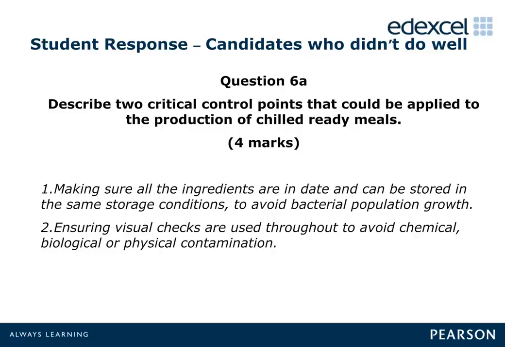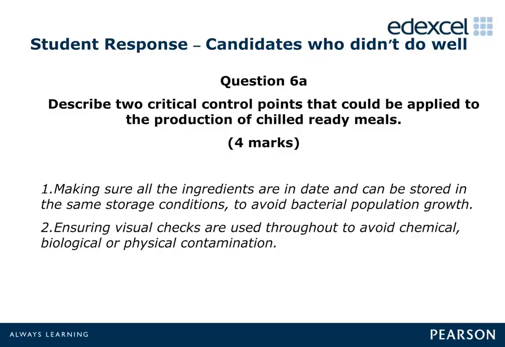Question 6a asks candidates to describe two critical control points, CCP, that could be applied to the production of chilled ready meals. 1 mark is given for identifying each CCP and a further mark for the description. In this response, a mark is given for stating that date marks should be adhered to, and a second for explaining that this is to avoid bacterial growth.